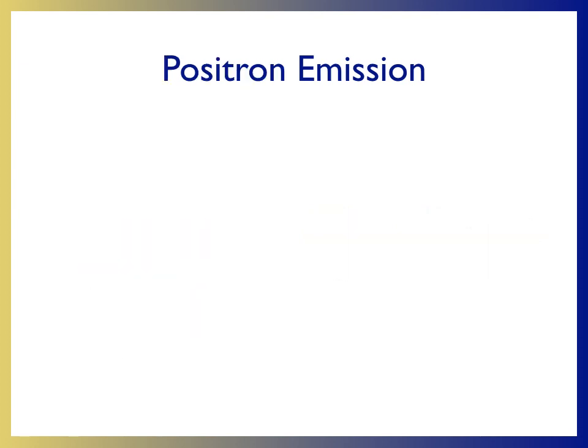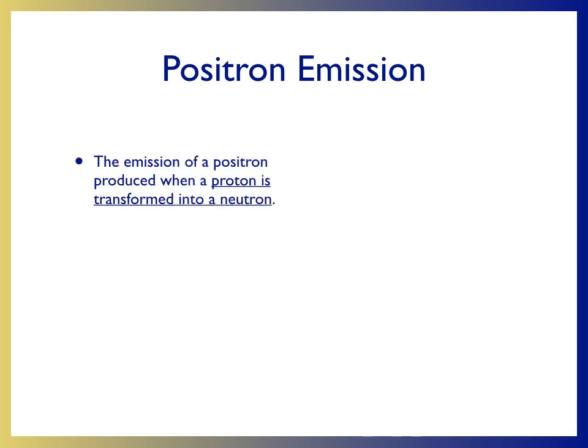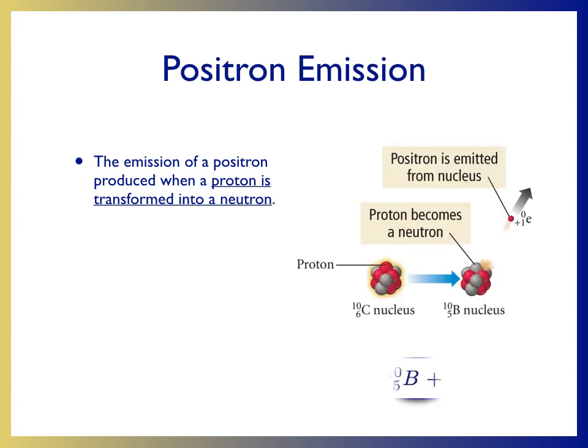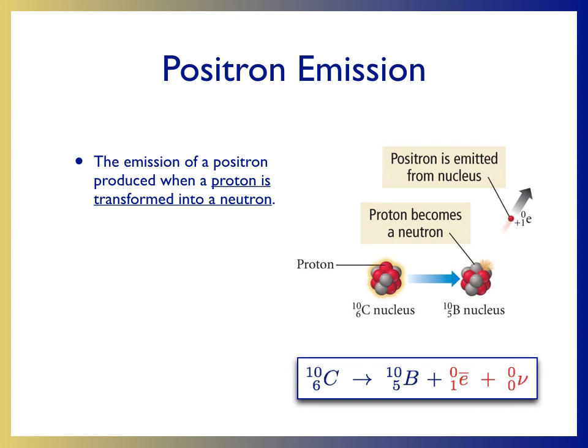Another type of emission is called positron emission. This is the emission of a positron when a proton is converted into a neutron. An example here is the isotope carbon-10 undergoing positron emission. As a proton is converted into a neutron, you form a boron nucleus and a positron.